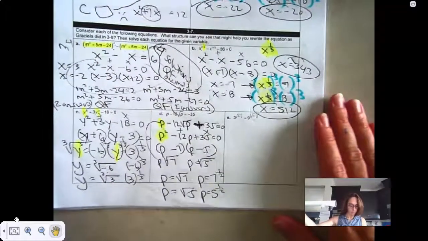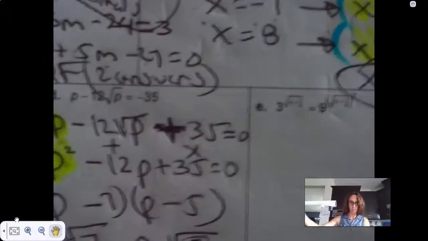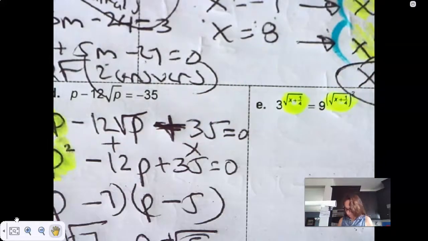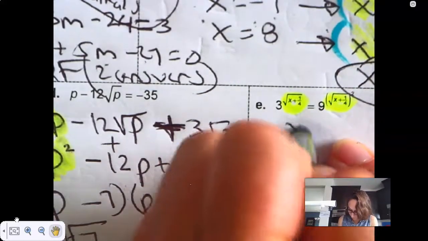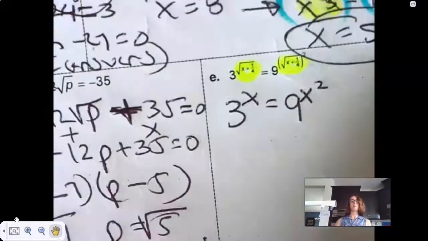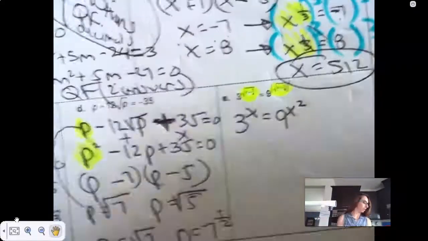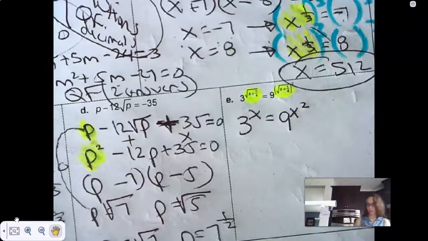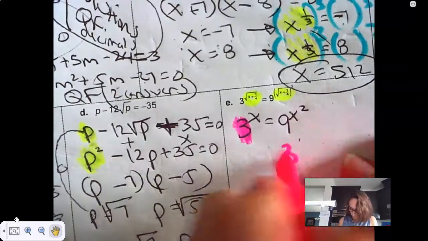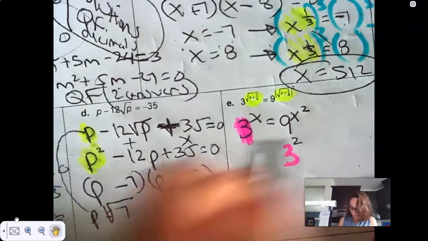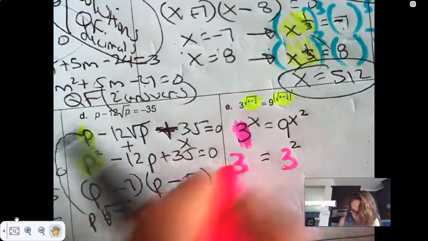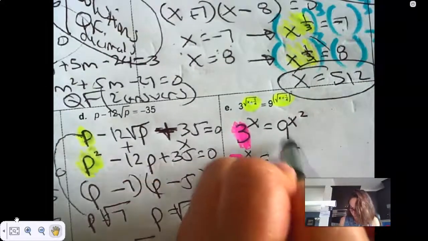Okay, this one's really small, so let me super zoom that. This is pretty crazy, but I do know that when I see this, that means x. So I'm going to go 3 to the x equals 9 to the x squared. This reminds me of how the bases need to be the same. So let me get my pink. And I know that if that's a 3, I can make that a 3 by going 3 squared. Okay? And then now my bases are the same. And then I have to multiply it by x squared.